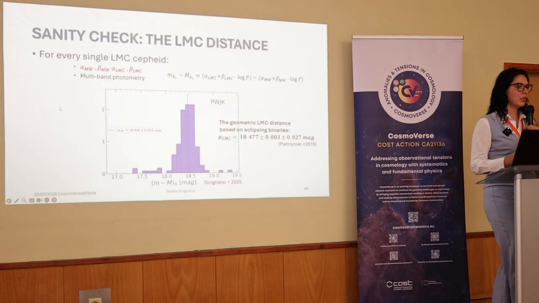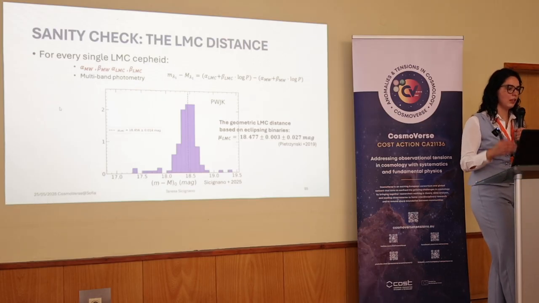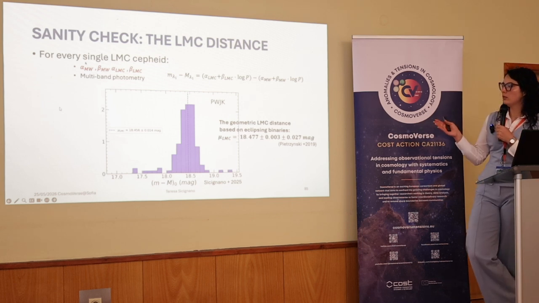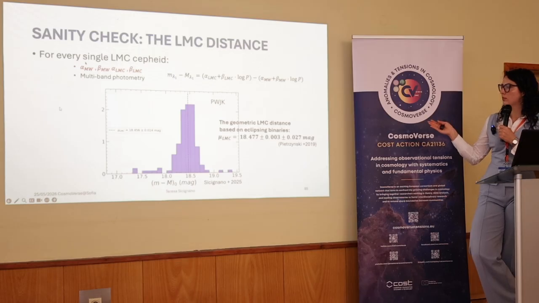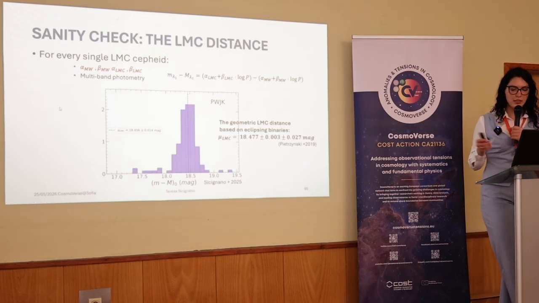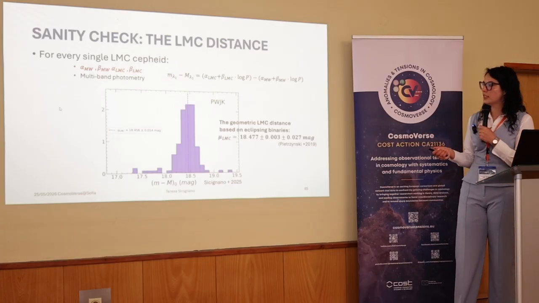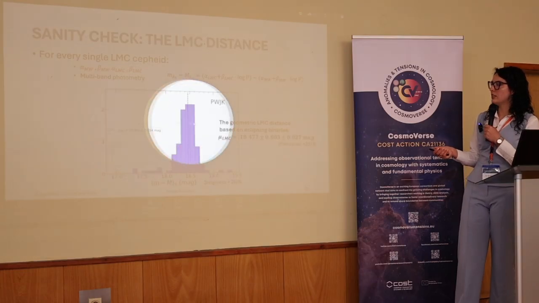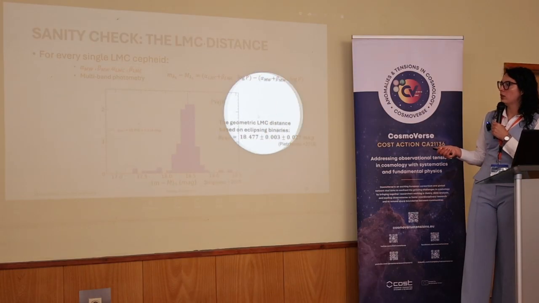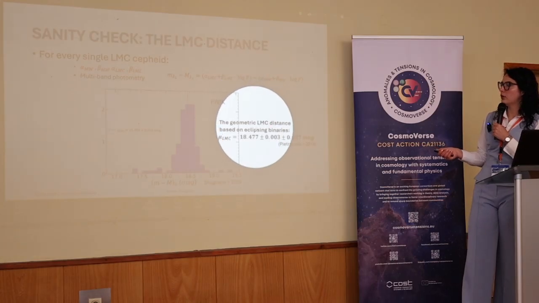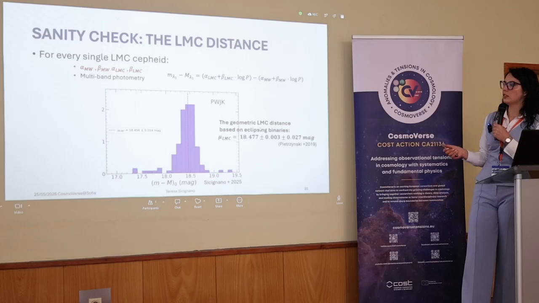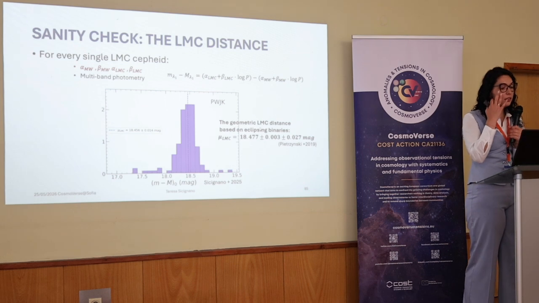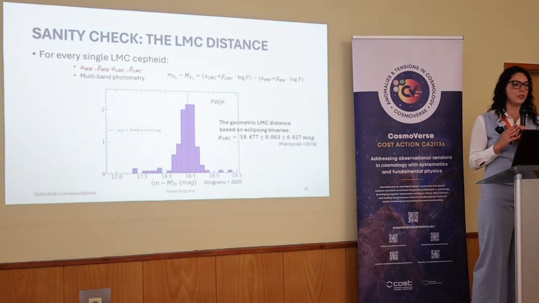We retrieve a number. If we make a histogram of this number, the mean value is the distance of the LMC. For instance, from these type 2 Cepheids, the distance coming out is 18.456, and the distance that Louis explained this morning, done with the eclipsing binaries, is 18.477 plus or minus 0.3. And this is using Gaia parallaxes, Gaia data, and periods from OGLE.